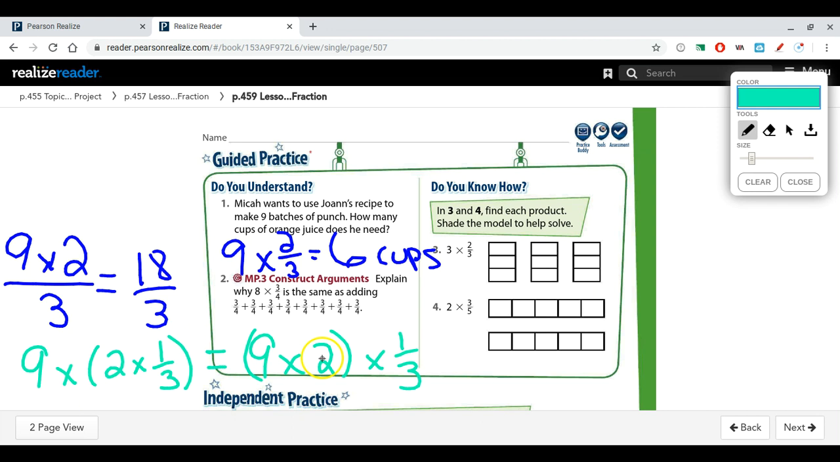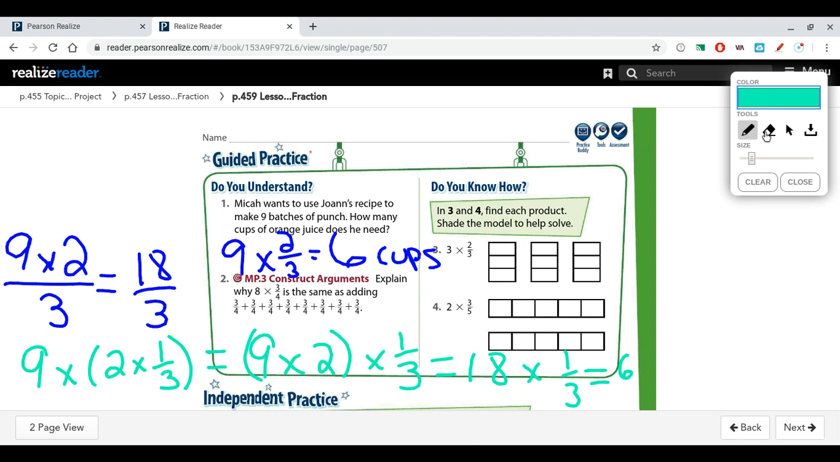So 9 times 2 times 1/3 equals 18 times 1/3, which is going to equal, well, if I have 1/3 of 18, I have 6. So my answer is going to be 6 cups. So either method that you use works. If you want to draw out like we will in 3 and 4 and model it that way to find your answer, absolutely draw it out that way to model your answer.